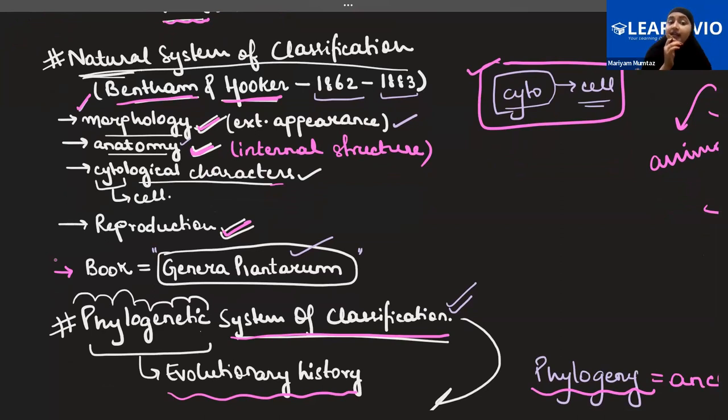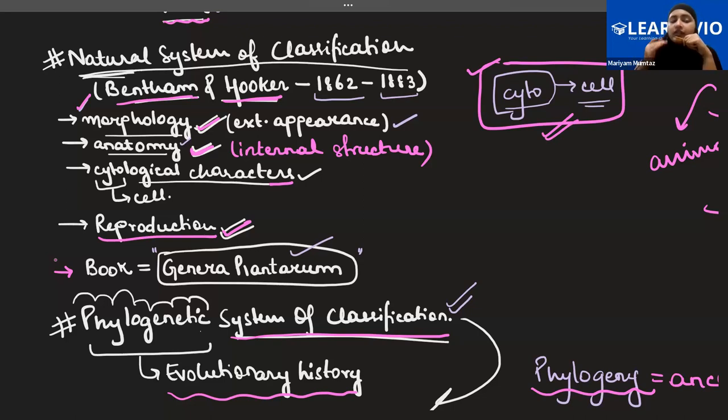After that, they took anatomy. See, anatomy means internal structure. The structure of the cell, the way the cell is, all of that would come under anatomy. So, morphology and anatomy. Then, cytological characters. See, the word cyto means cell. So, the characters of the cell were also taken into consideration. Then, the type of reproduction that the organism performs was also taken.